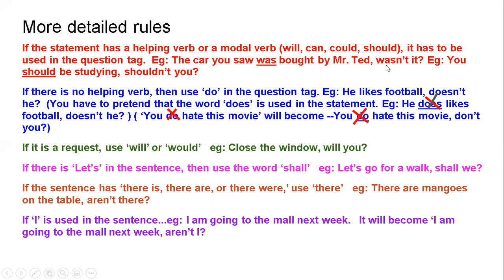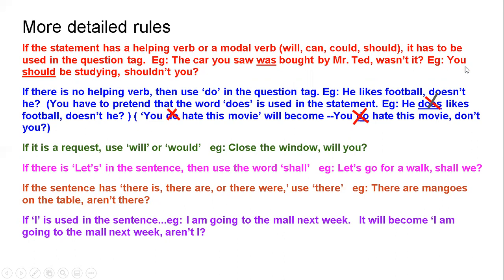Of course, you have to remember the earlier rules as well, which means that if this is positive, this has to be negative. If this is negative, this has to be positive. Now, in this particular case, this one is positive, so we make this wasn't. You cannot say was it, you have to say wasn't it. Okay, the opposite.